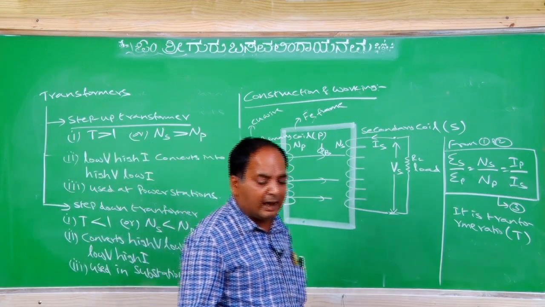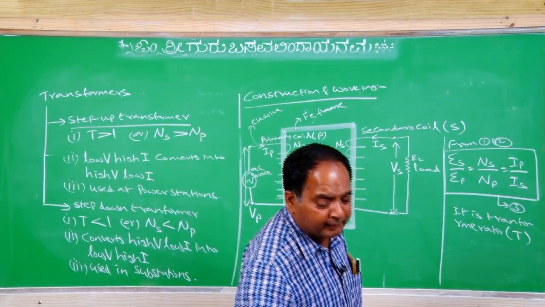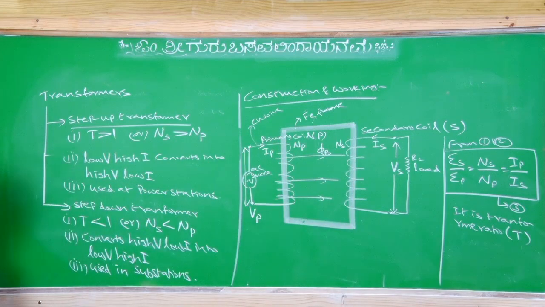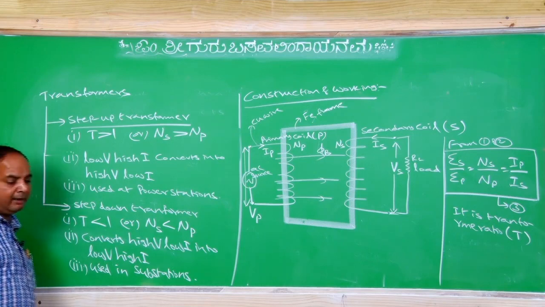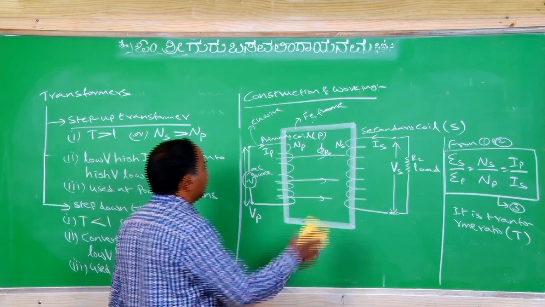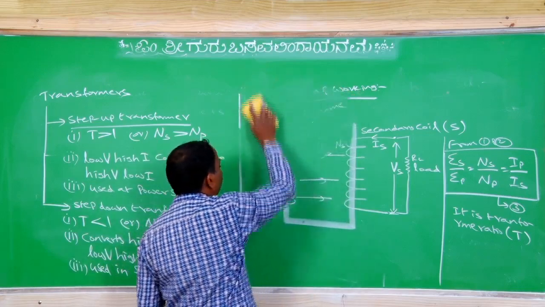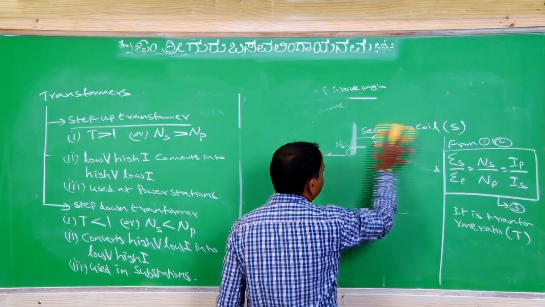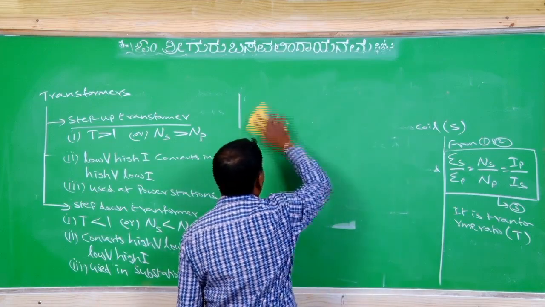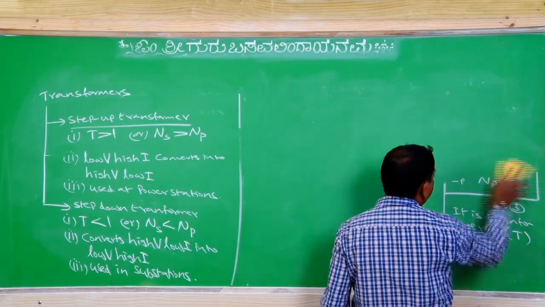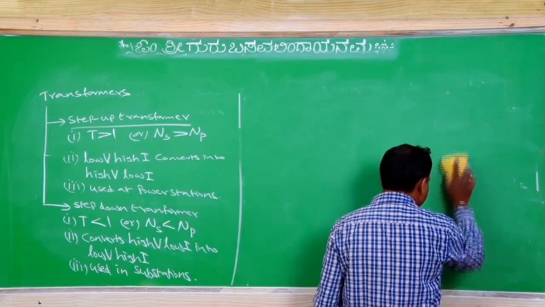By observing all these, what is our conclusion? Transformers are useful to prevent power loss during transportation. That means if electric power is sent from one place to another over longer distances, there will be electric power loss. That power loss is reduced by using transformers.